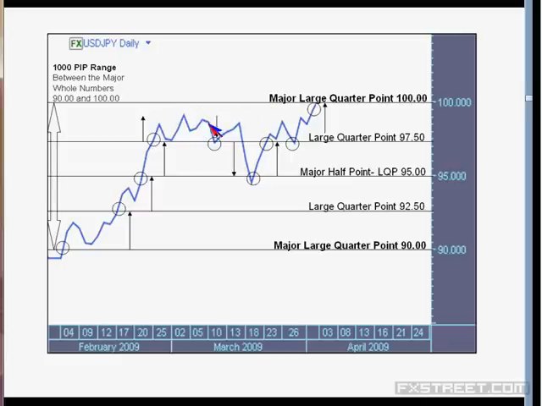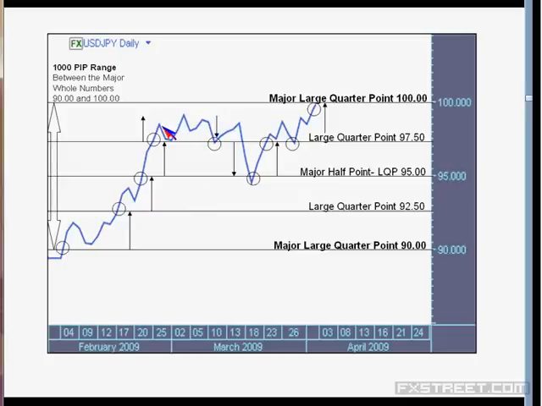There are several attempts here in this example where the major large quarter point at 100 yen is not successfully completed. This is a 3-month chart of the dollar-yen currency pair. During the entire 3 months, the price action is taking place within the 1,000 pip range between 90 and 100 yen.